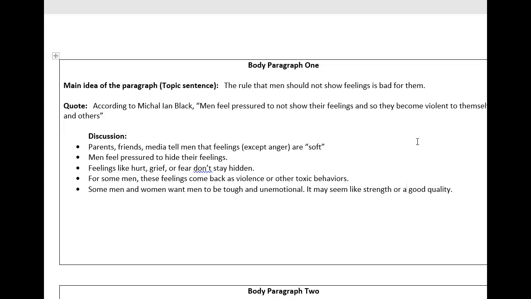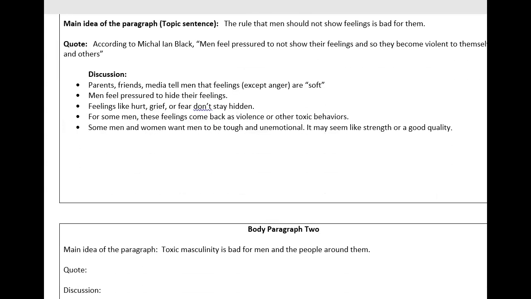Once I've done it, I can come back and look at how my ideas fit or don't fit, or how one idea can transition to another. So looking at my notes here, I can see parents, friends, media tell men that feelings are soft. Men feel pressured to hide their feelings. That's kind of repetitive. I probably don't need to say that twice. So I can come over here and I'm going to get rid of that. I'm not going to need that in my final version of this paragraph. I don't need to say it that many times. Okay, this makes sense. This makes sense.